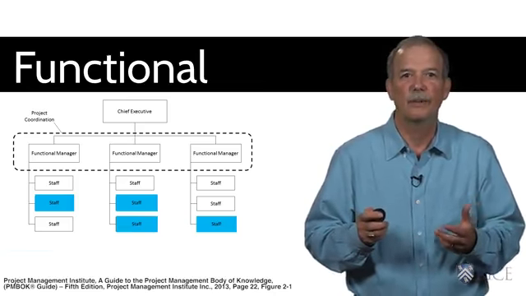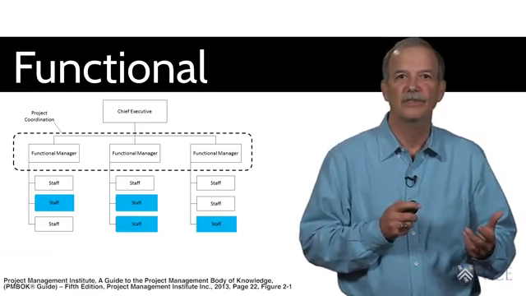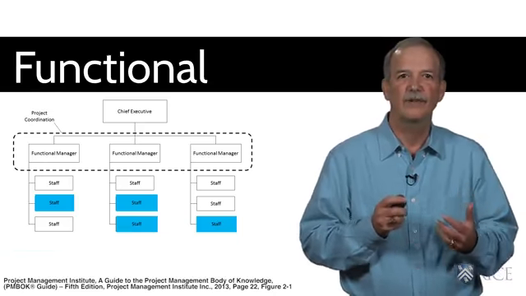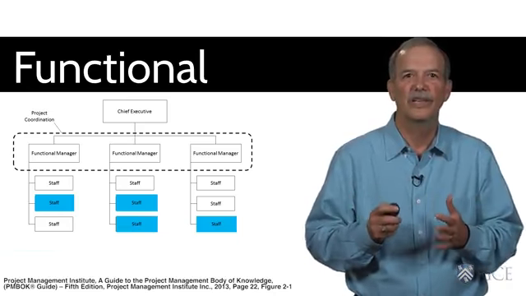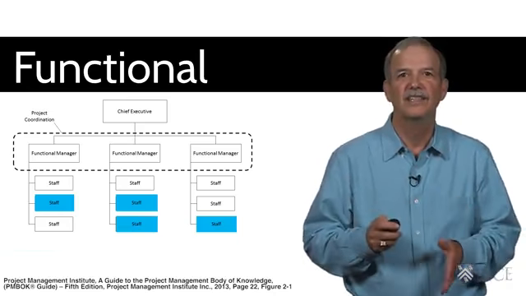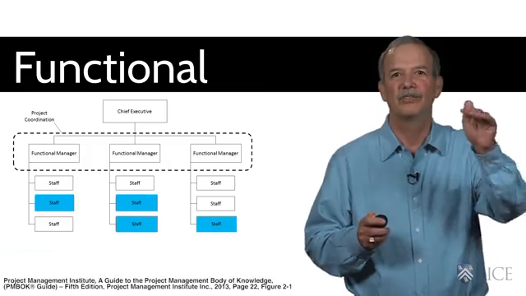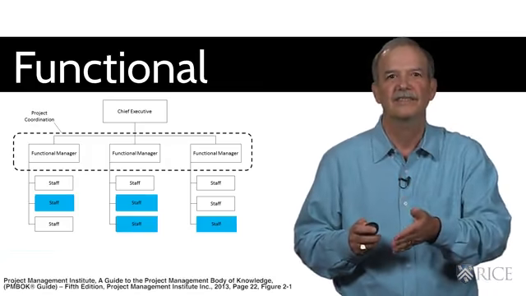Each functional group operates independent of the other groups. In a classic functional organization, all communication among the team members is done up through the functional managers across and back down.